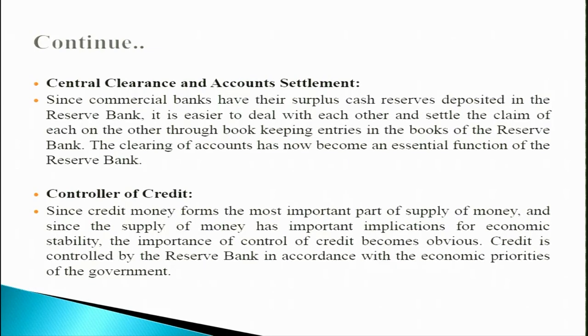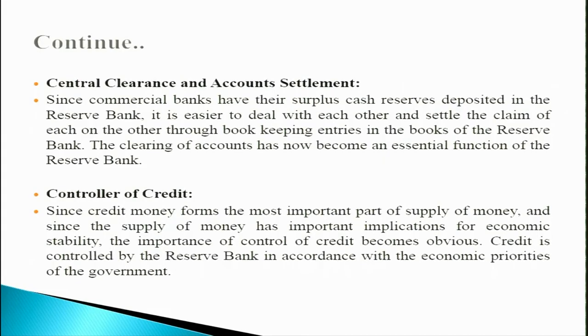Central clearance and account statement. Since commercial banks have their surplus cash reserve deposited in the Reserve Bank, it is easier to deal with each other and settle the claim of each on the other through bookkeeping entries in the books of the Reserve Bank. So RBI does this job also: bank A and bank B both have their reserve with the RBI, and if they are doing any transaction, they don't need to do it individually, the clearance will happen through the RBI. The clearing of accounts has now become an essential function of the Reserve Bank.